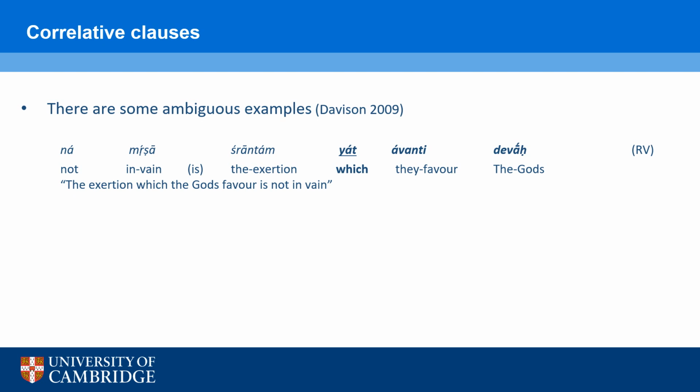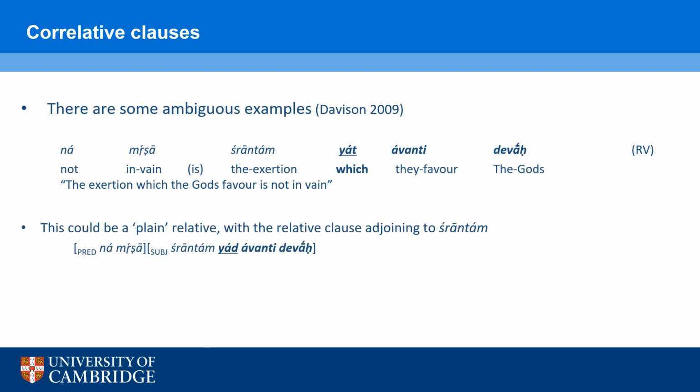In this case, the plain relative clause, yad avanti devaha, which the gods favour, simply describes the subject, shrantam, exertion. So the whole subject is the exertion which the gods favour, and the predicate, if you find this term helpful, is namrasha, is not in vain. Remember, we don't always need a verb for to be in Sanskrit.